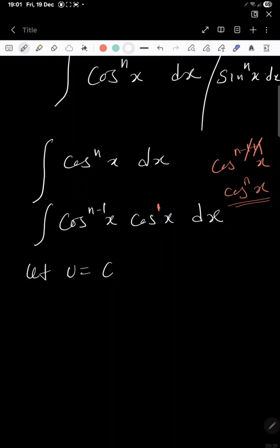By doing that, we are going to let u be equal to our first function here, which is cos to the power n minus 1 of x, and the other function to be dv, which is cos x. So if we have u here, that means we can get du.